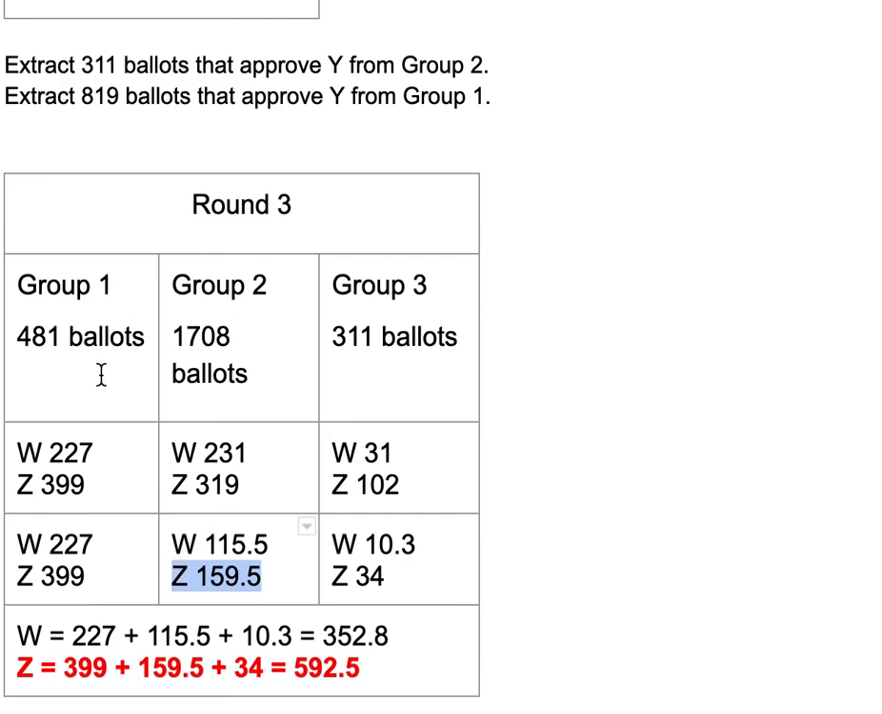We do the same thing for group 1. Of course, as we said, dividing by 1 doesn't do anything, so these numbers look the same. But again, we just go ahead and tally these bottom totals here. W has 227 plus 115.5 plus 10.3, and that equals 352.8. Z has 399 plus 159.5 plus 34, and that's 592.5. And so Z is our third winner. Sorry, W.